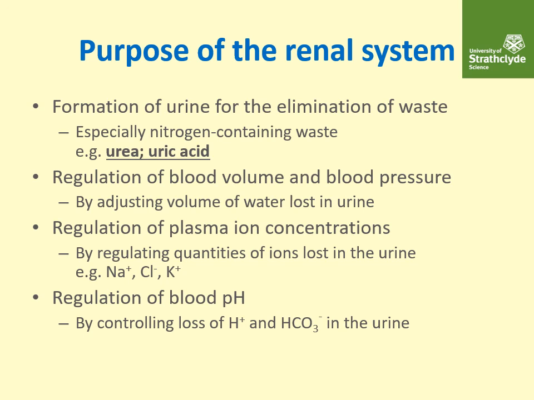So almost at the end here. The purpose of the renal system is to generate urine for the elimination of waste, like I said before, especially nitrogen-containing waste; regulation of blood volume and blood pressure, like I said earlier on, by adjusting the volume of water loss in urine, and there are a number of mechanisms by which that occurs; regulation of plasma ion concentrations by regulating the quantities of ions lost in the urine; and also the regulation of blood pH. We haven't really mentioned how blood pH is regulated. There's not enough time in a lecture to do that, but just so you're aware that one of the important roles of the kidney is also to regulate blood pH.